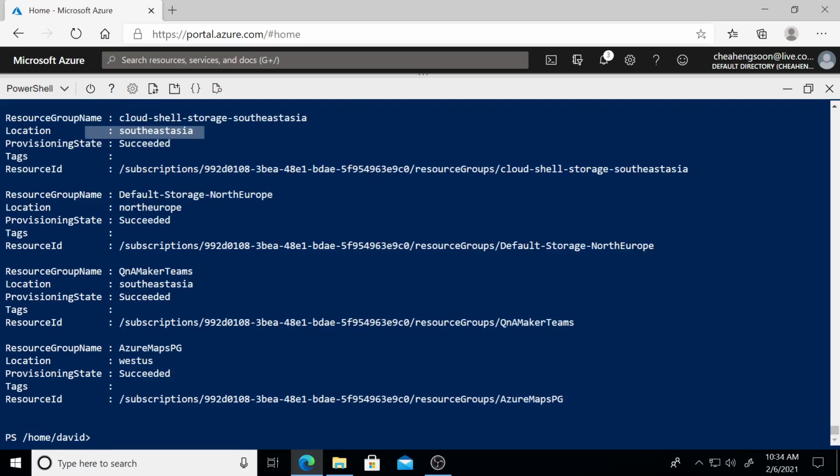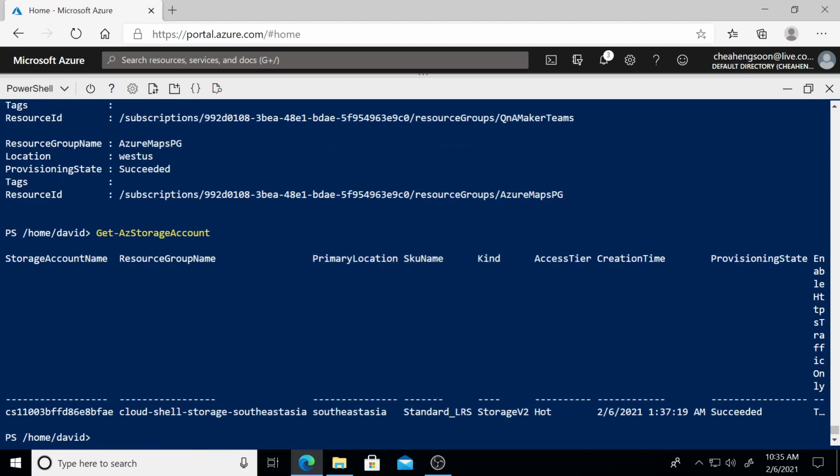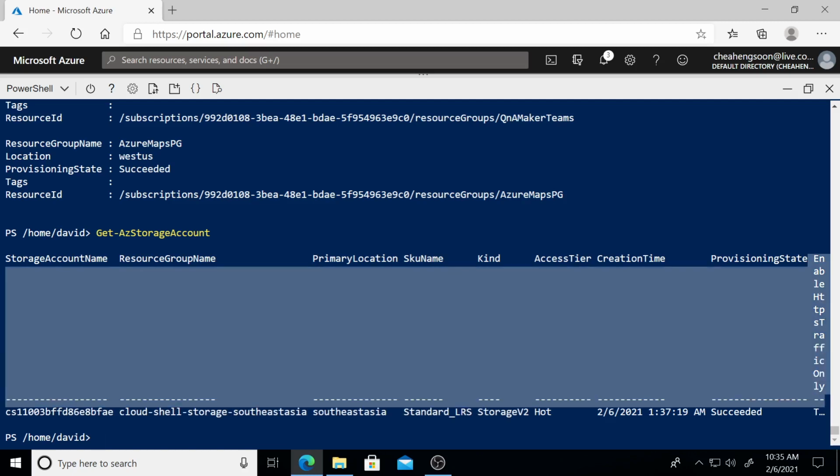Then now we list all the storage accounts. Get-AzStorageAccount. Okay, it will show me my Cloud Shell storage in Southeast Asia with the SKU standard storage with 2. Due to my screen issue, I cannot read the last column of the PowerShell.